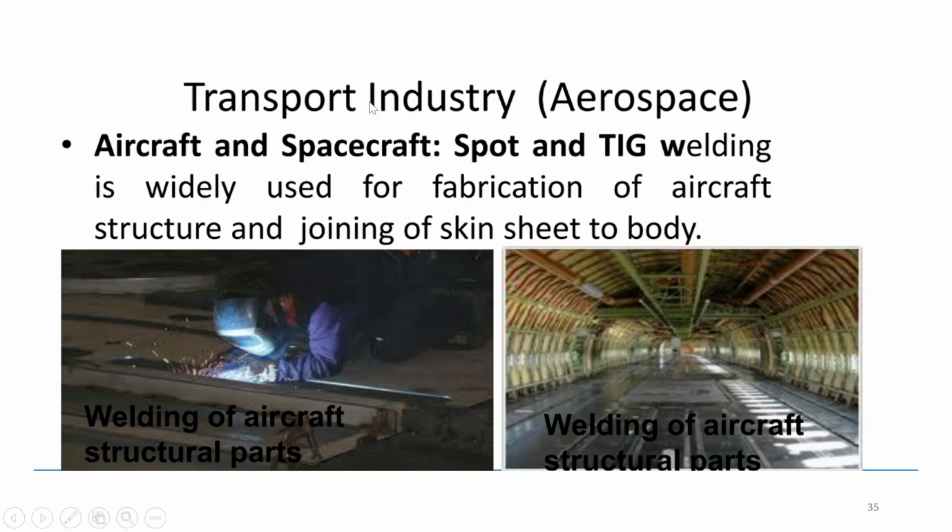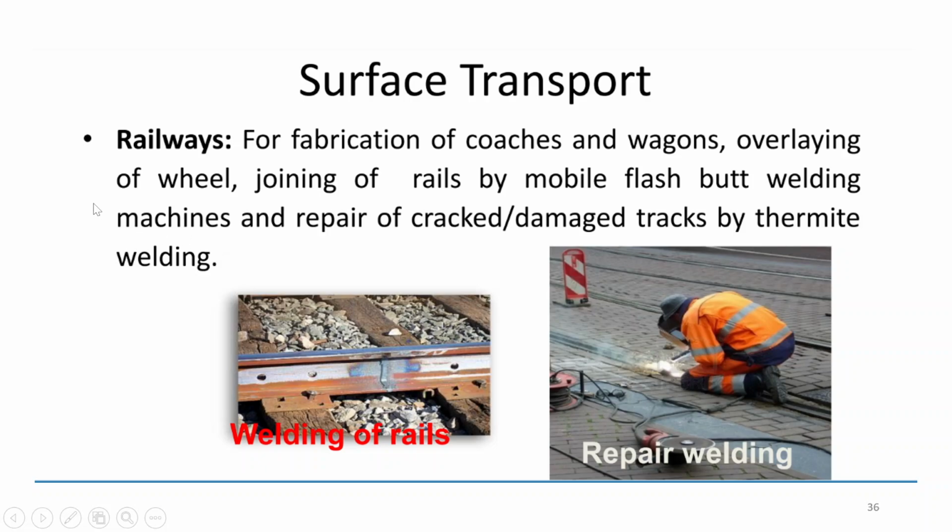So aircraft and spacecraft, they use spot and tungsten inert gas welding, which is widely used for fabrication of aircraft structure and joining of skin sheet of body. In case of railways, for fabrication of coaches and wagons, or laying of wheel, joining of rails by mobile flash butt welding machines, and repair of cracked damaged tracks by thermite welding. You will be studying what is thermite welding and all these weldings in the next few chapters, but you should have an idea of what will be their uses for now.